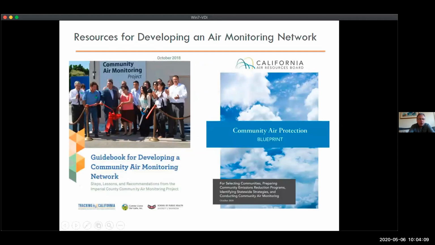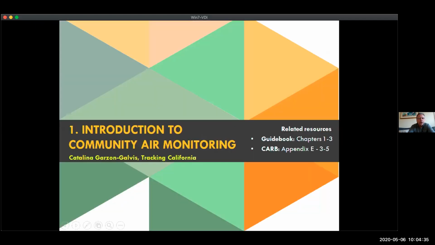And I mentioned the resources, so I'm referring to this guidebook for developing community air monitoring networks. Again, go to trackincalifornia.org, and right under projects, click on that, and you'll find all the resources around Imperial County that we've developed. And then also if you go to the California Air Resources Board website, you can find their community air protection blueprint. Next.